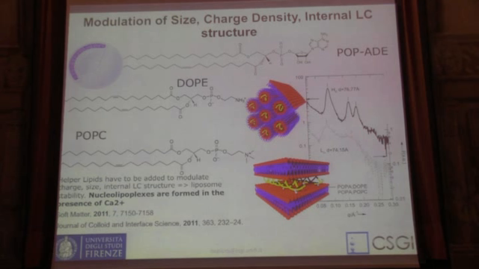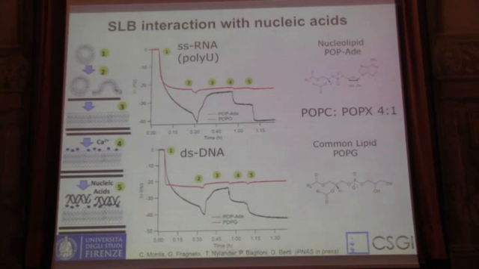Okay, the problem is that at this point you have two different structures. One is a hexagonal, inverted hexagonal structure, so you have cylinders. The DNA is inside these cylinders, and in the lamellar structure, if you add DNA to this system, as we will see later, the DNA goes in between the planes.